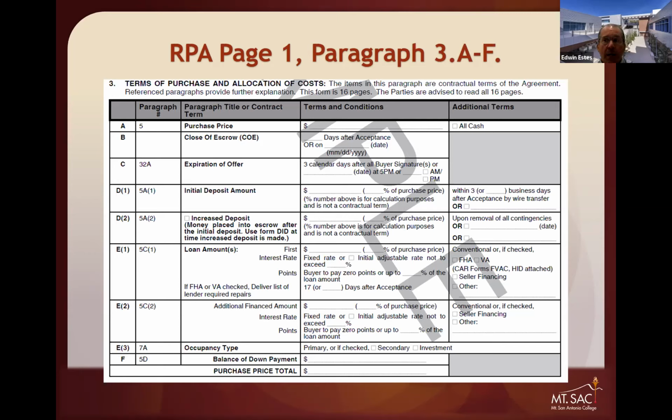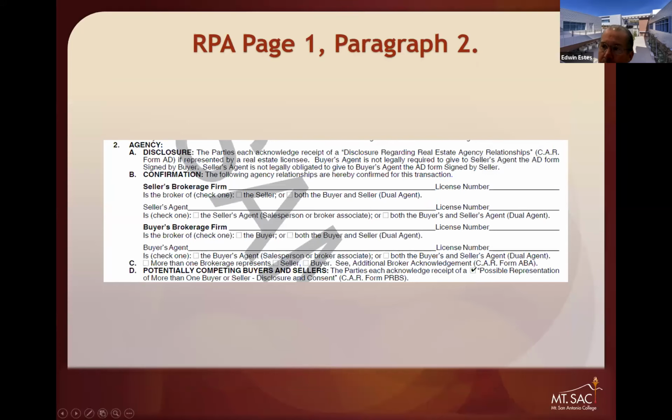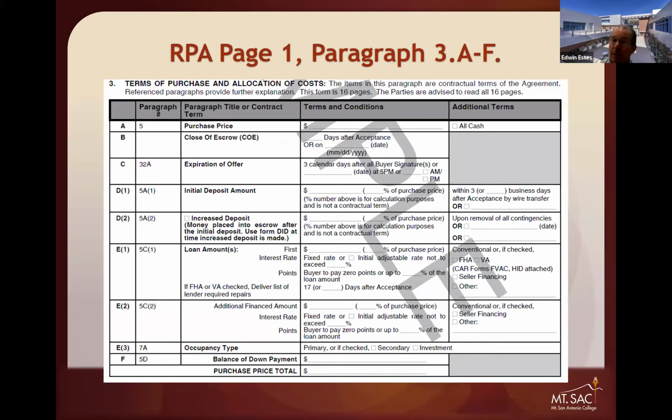Now, a lot of people look at paragraph 3A and say the purchase price. Why don't you put the purchase price at the top where it's always been? Well, because the purchase price is a negotiated item, right? So what CAR wanted to do is put all your negotiated items in one spot. And then in column 4, you write out the amount. And then in column 5, whether it's all cash or not all cash. All right. Then to paragraph 3B, close of escrow. Normally it's so many days after acceptance, right?